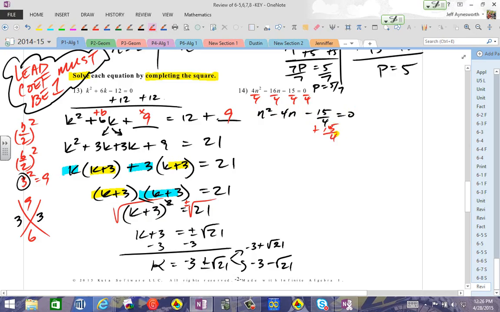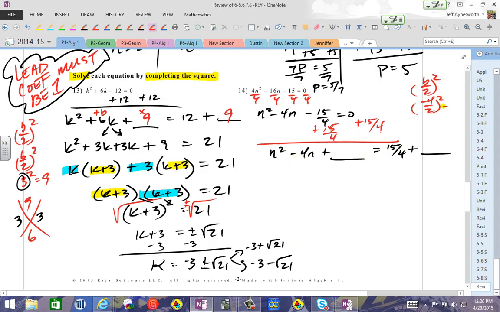We get n squared minus 4n plus blank is equal to 15 fourths plus blank. Now the time is to complete the square. So we're going to take your negative 4, your middle coefficient here, your b divided by 2 squared. We're going to take your negative 4, divide that by 2 and square it. We get negative 2 squared, or 4. So I need to add 4 to both sides.